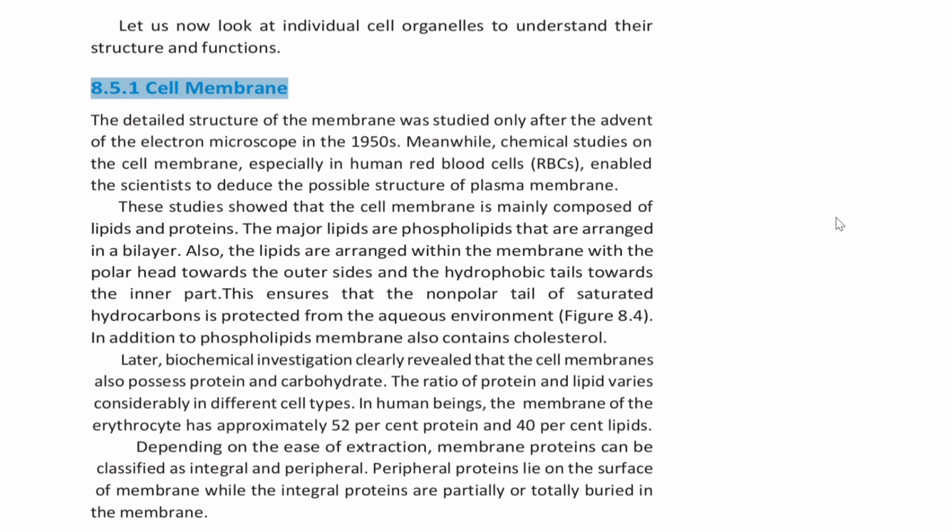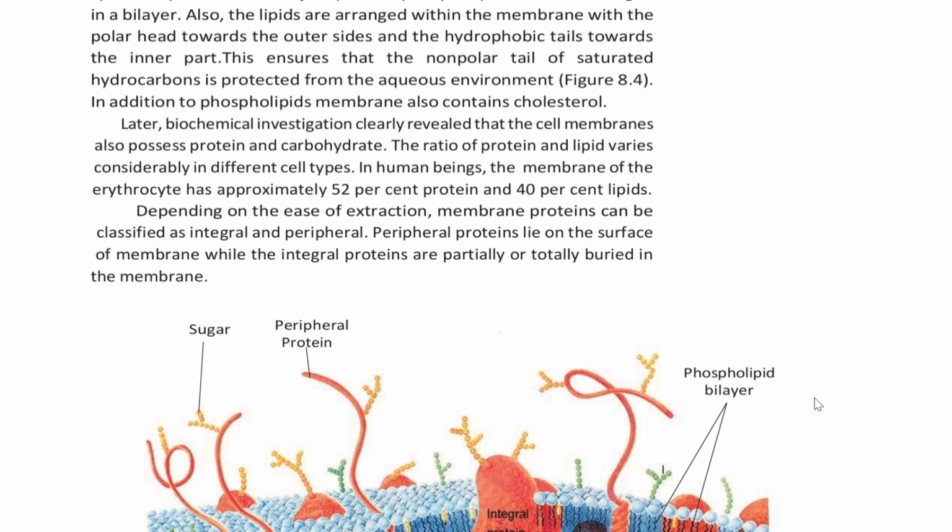Later, biochemical investigations clearly revealed that the cell membranes also possess proteins and carbohydrate. The ratio of protein and lipid vary considerably in different cell types. In human beings, the membrane of the erythrocyte has approximately 52% protein and 40% lipids. Depending on the ease of extraction, membrane proteins can be classified as integral and peripheral. Peripheral proteins lie on the surface of membrane, while the integral proteins are partially or totally buried in the membrane.